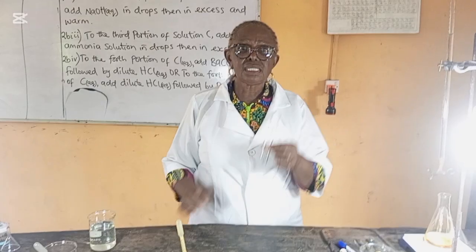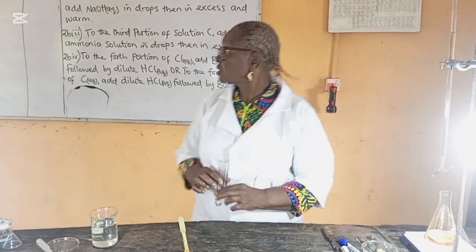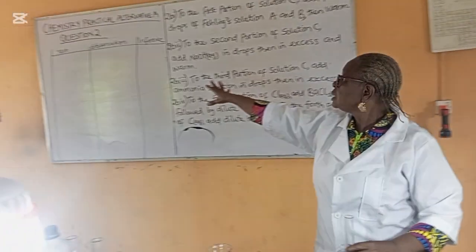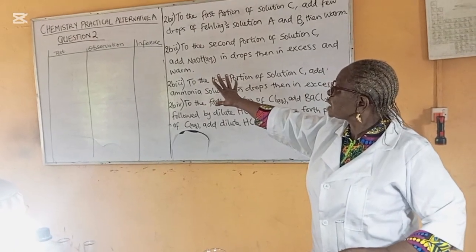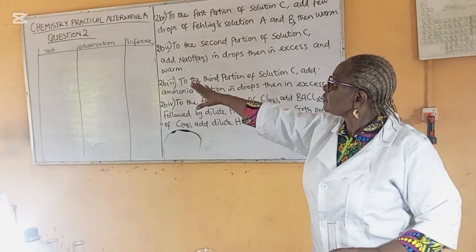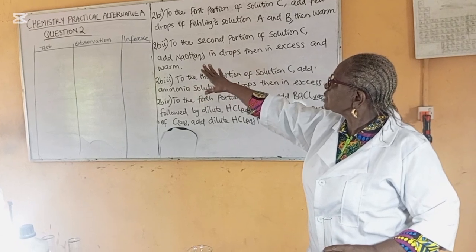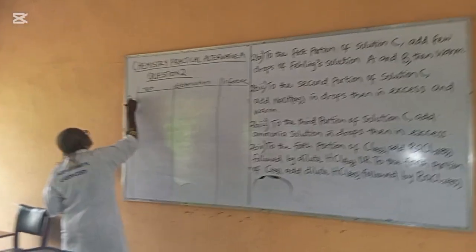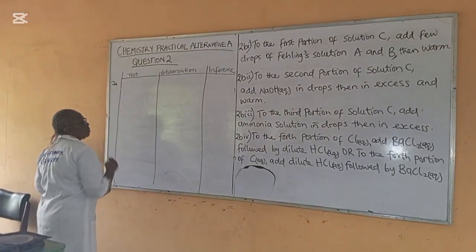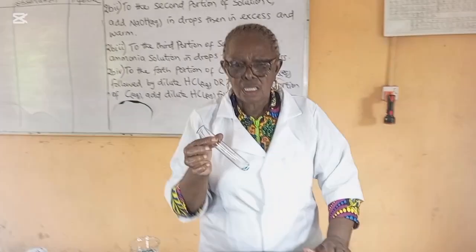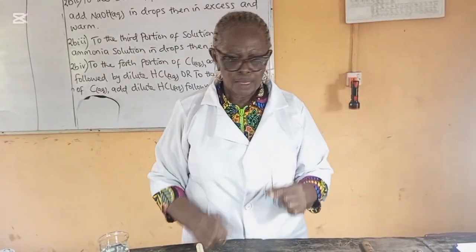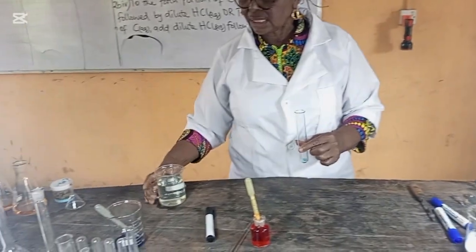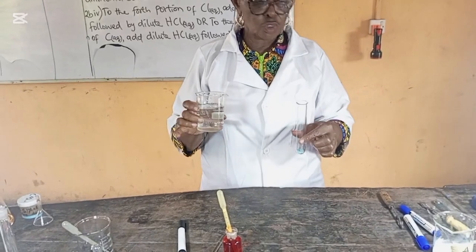The first thing is to draw your table. So this is how to present your table. You have the test column, the observation, and the inference. So I want to start with number 2A. You put all of C in a boiling tube and add about 10 cm³ of distilled water.